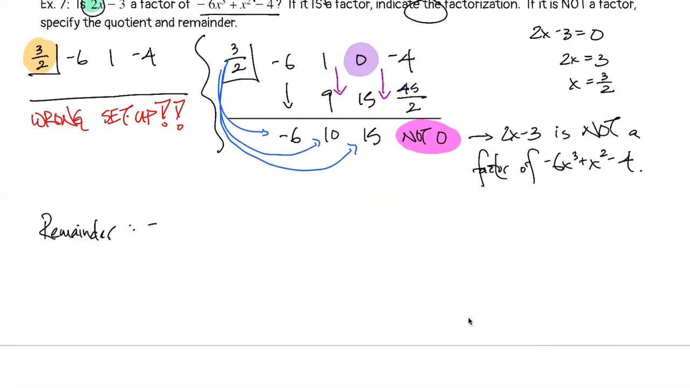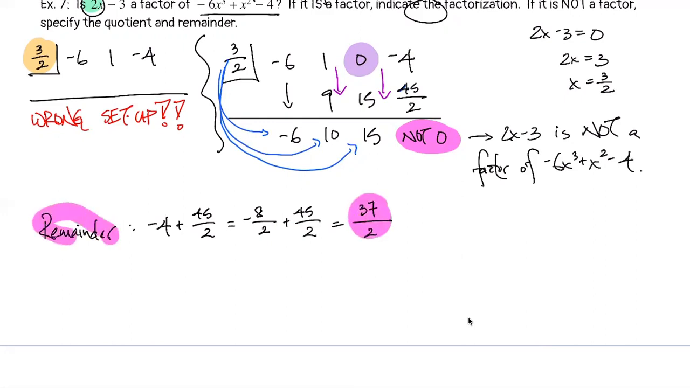Let's see, -4 plus 45 over 2. Well, if I want to add those, I need a common denominator. So -8 over 2 plus 45 over 2. And then 45 and -8 make a 37 over 2. So 37 over 2 is our remainder, okay?